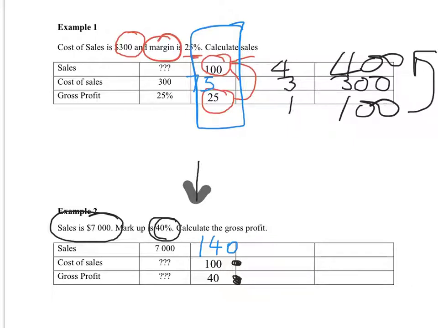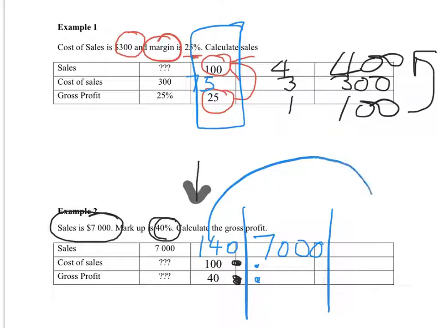So if sales is 7,000, which is what we've been told, and it's equivalent to 140, can we then find out what cost of sales and gross profit is? Yes, we can. We can use a calculator and find it quite easily. Or if you want to simplify this further, you could take that 140 and make it 14, making the cost of sales 10 and the gross profit 4. Or you could simplify it even further by making it 7, 5, and 2.